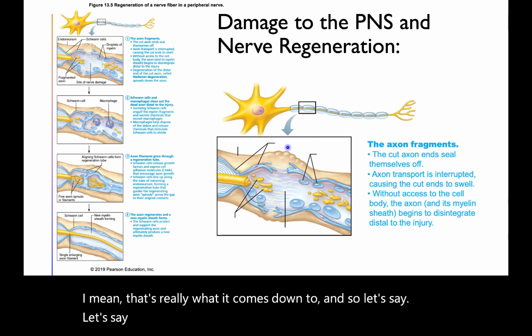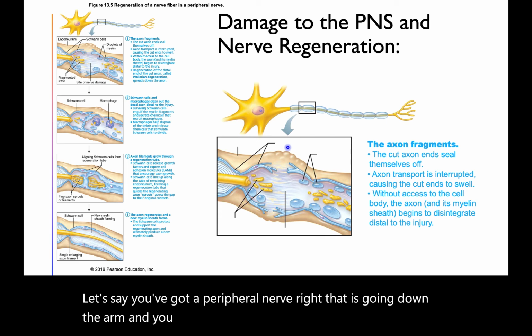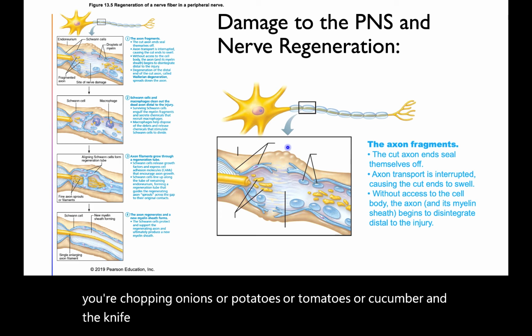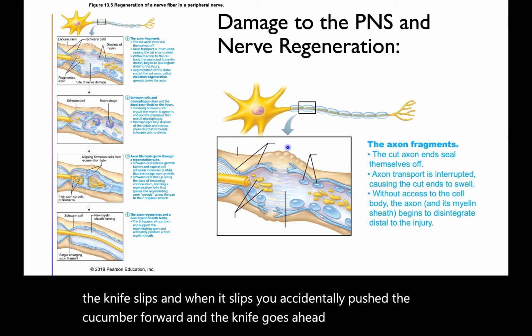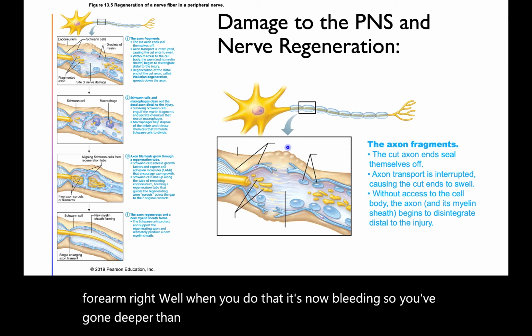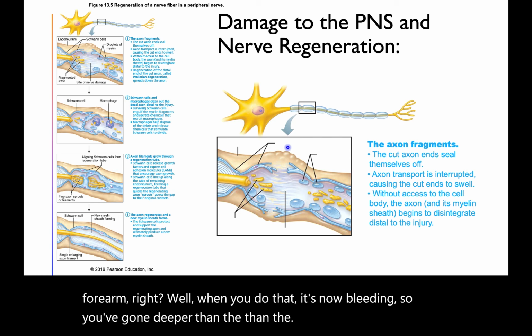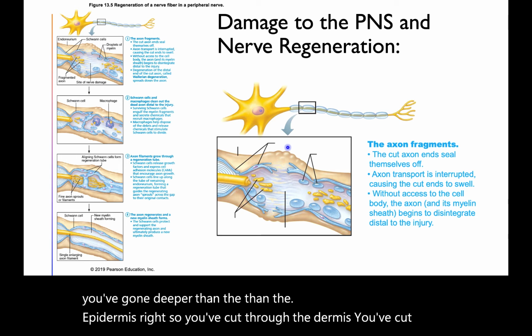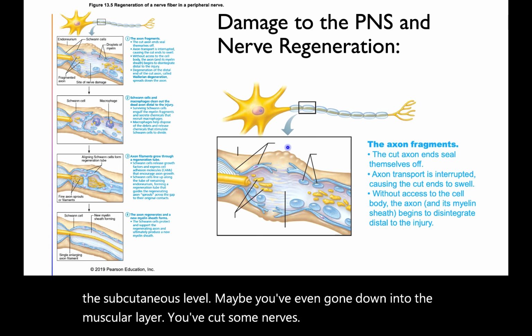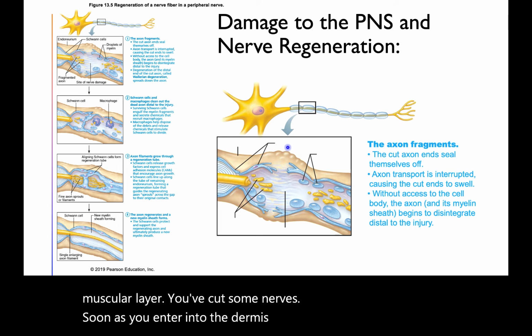And so let's say you've got a peripheral nerve, all right, that is going down the arm, and you're dicing up, I don't know, you're chopping onions or potatoes or tomatoes or cucumber, and the knife slips, and when it slips, you accidentally push the cucumber forward, and the knife goes ahead and cuts through the forearm. Right? Well, when you do that, it's now bleeding, so you've gone deeper than the epidermis. Right? So you've cut through the dermis, you've cut through the subcutaneous level. Maybe you've even gone down into the muscular layer. You know you've cut some nerves. As soon as you enter into the dermis, you know you've cut some nerves.